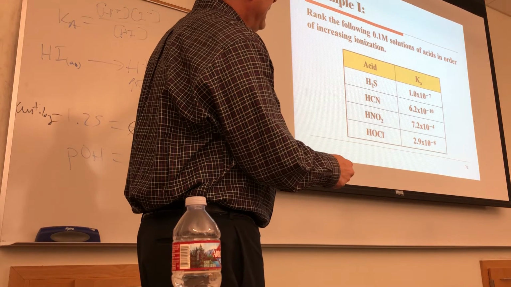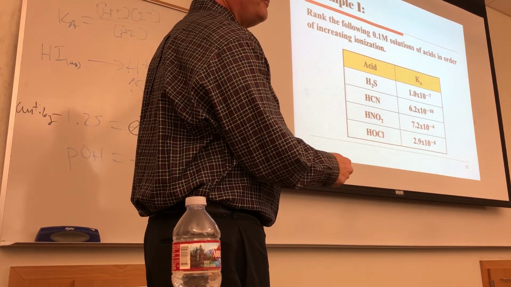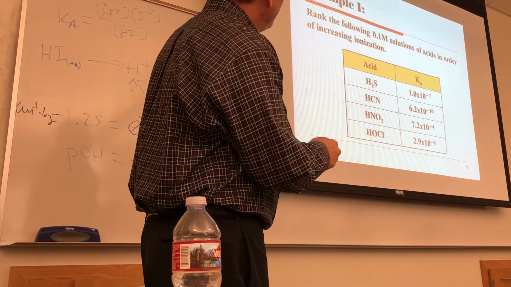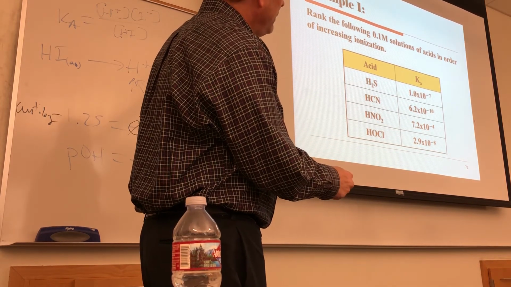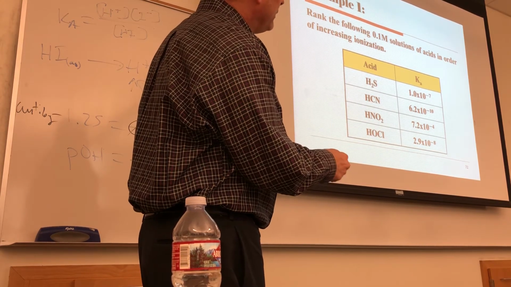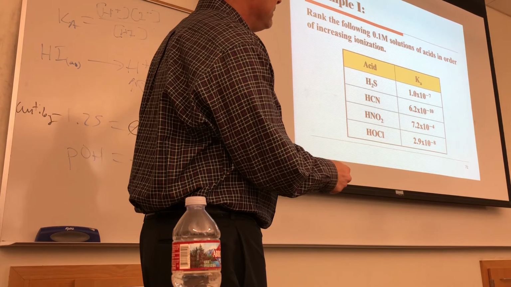So this is going to ionize the most. I want to order this increasing, so that would be the last one. The first one would be this. This would be the weakest of them. Then it would go to this, then that.